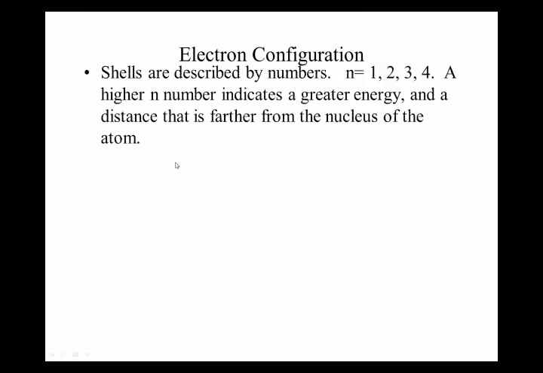So what I mean by that, first we're going to describe them with n numbers. n equals whatever. So to describe a particular shell, I refer to a specific n number. n equals 1, 2, 3, 4. And they can go all the way up to infinity. We're generally not going to get much higher than like 7 or 8. And really most of the time we're going to stay in the 3, 4, 5 range. But higher n indicates two things. Higher energy. So an electron in n equals 4 has higher energy than an electron in n equals 2.